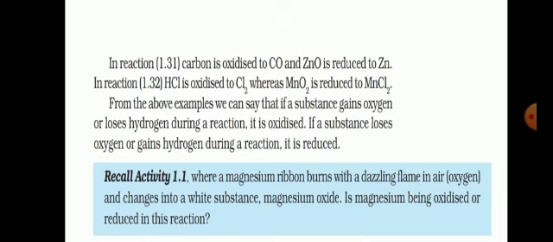So in reaction 1.31, carbon is getting oxidized to CO and ZnO is reduced to Zn. Fine. So these are some examples. From the above examples we can say that if a substance gains oxygen or loses hydrogen during a reaction, it is oxidized. If a substance loses oxygen or gains hydrogen during a reaction, it is reduced. So this is basically reduction and oxidation.